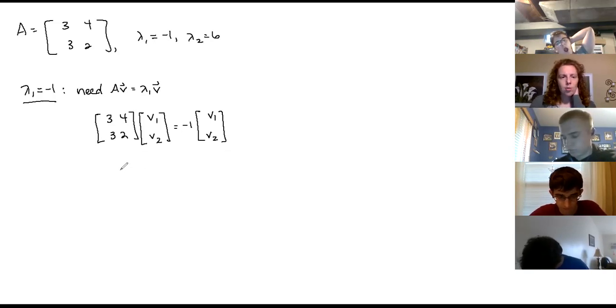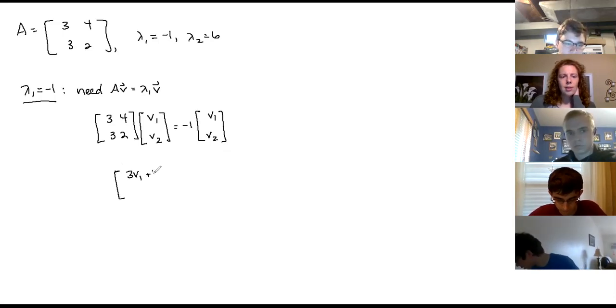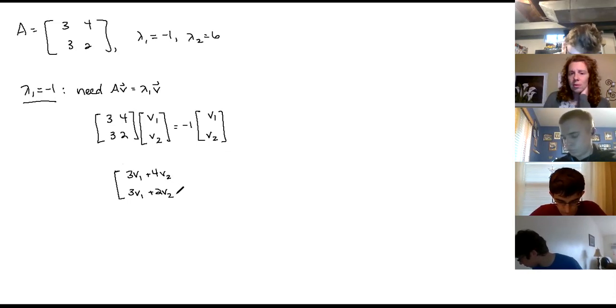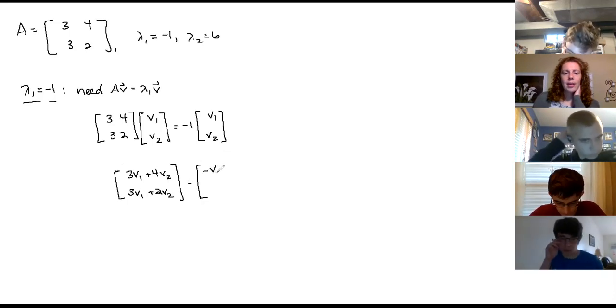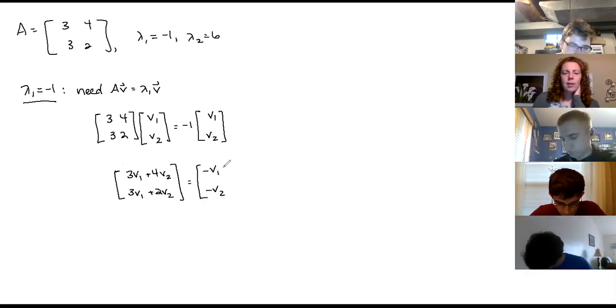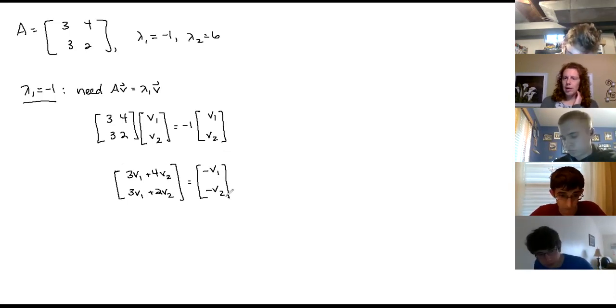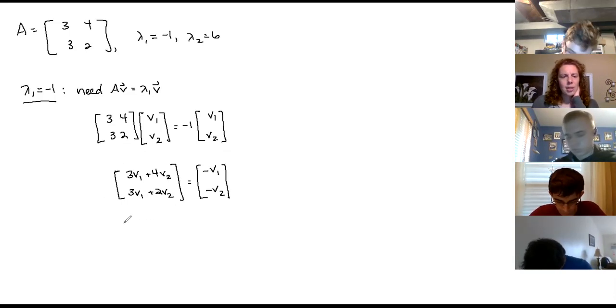I can multiply out. So I am going to have 3V1 plus 4V2 and 3V1 plus 2V2 on the left-hand side. And this needs to equal -V1, -V2 on the right-hand side. Okay. We can rearrange, and I'm going to turn this into a system of equations.